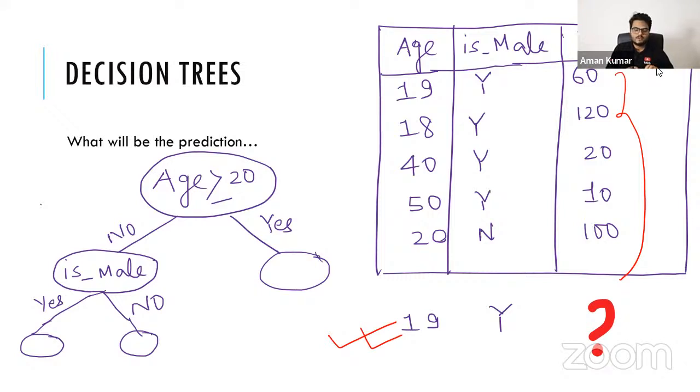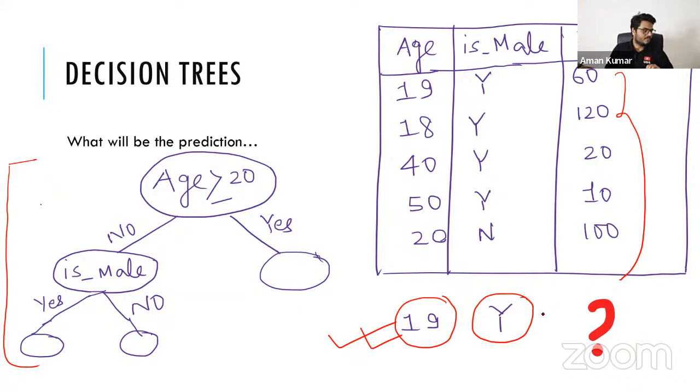So this is your model on the left hand side, and this is your data. Now, if new prediction data comes where age is 19 and is male is yes, then what will be the prediction? Somebody is saying 60. Let's see if a few more people are able to answer. Somebody else is saying 60.